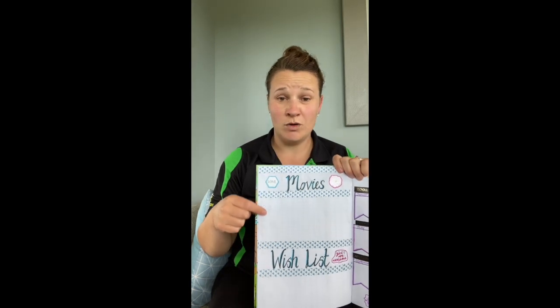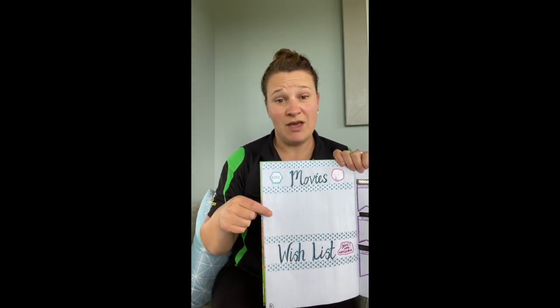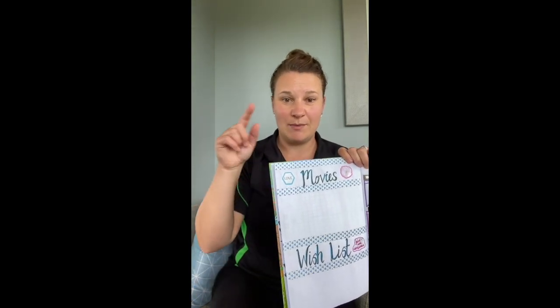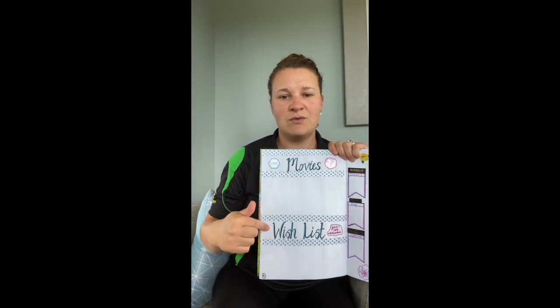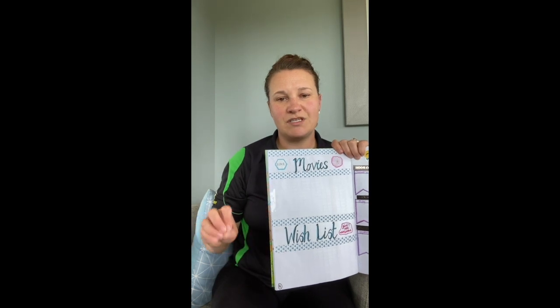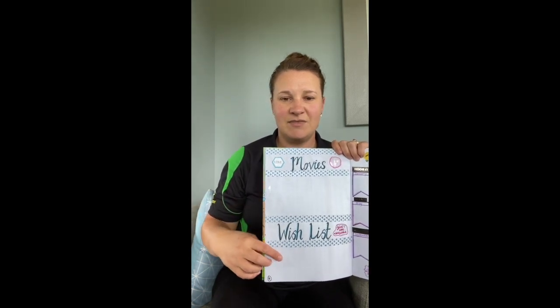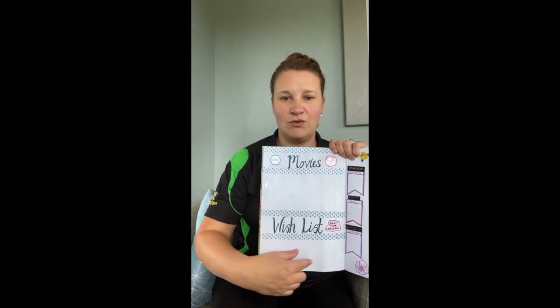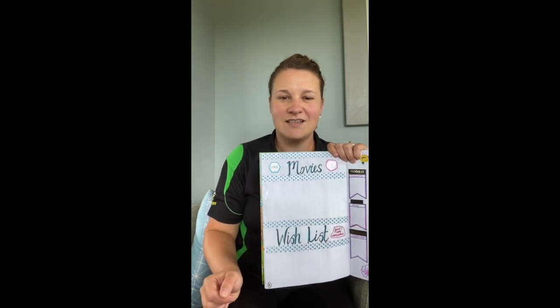On the next part, I've put in a movies list. This could be movies that you want to watch, or movies that you have watched, and you can leave comments next to them about what you thought, maybe a star rating, and whether you would watch it again. And then I've also got a wish list. The wish list could be anything from short-term wishes to long-term wishes, just whatever you have on your wish list.